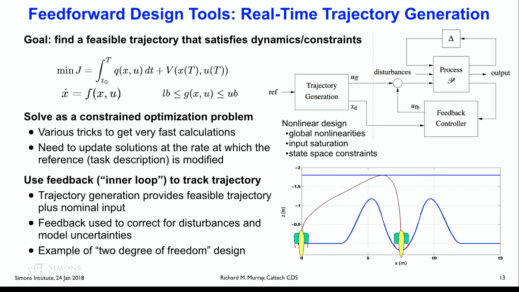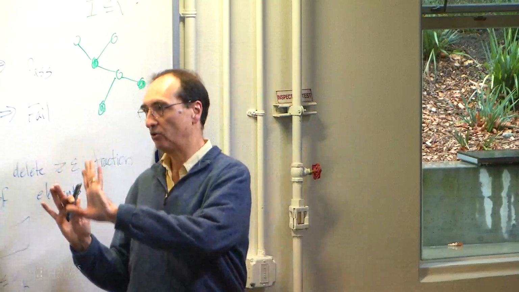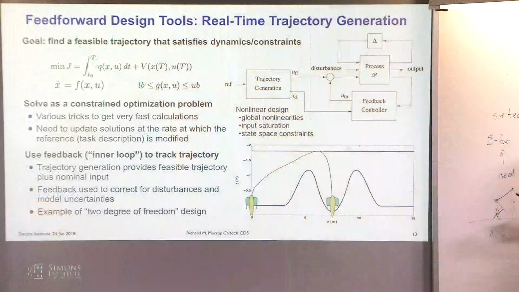Okay, so this use of the feedback, we often call this the inner loop, because there's an inner loop used to track it. And that corrects for disturbances and model uncertainty. So the way we normally think about it is that you use the trajectory generation to handle these sorts of things, global nonlinearities, input saturation, state space constraints, that are hard to deal with here.